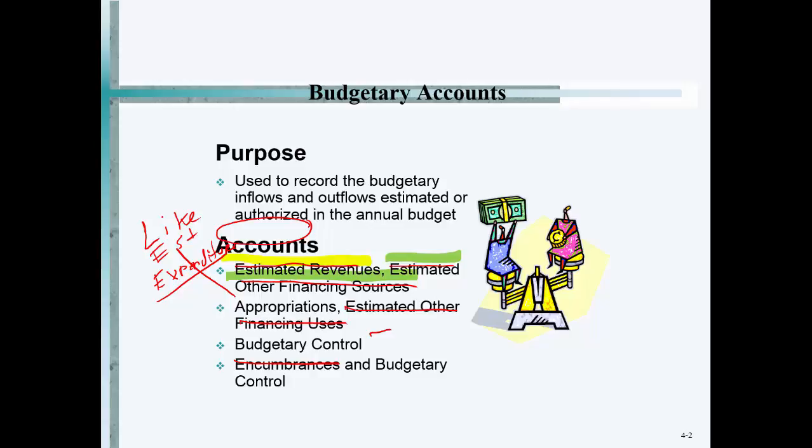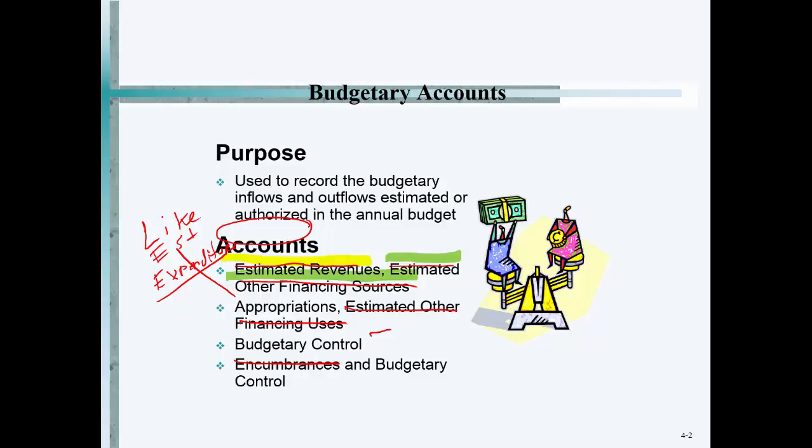Okay? Okay, good. Then we had our appropriations, and I said that was like estimated expenditures, but we don't call it that. We call it appropriation. A government cannot spend money unless it has the legal authority to do so, right? Okay, so we have to wait for an appropriation, legal authority to spend money. We have estimated other financing uses, which we said are like non-operating expenses, but we don't call them that. We call them what? Other financing uses.